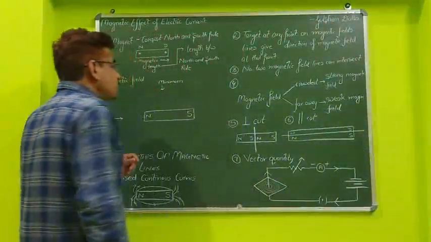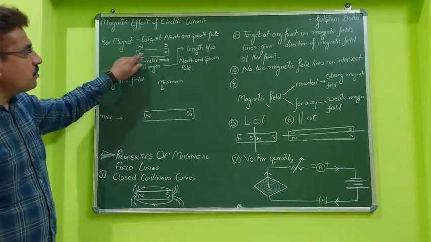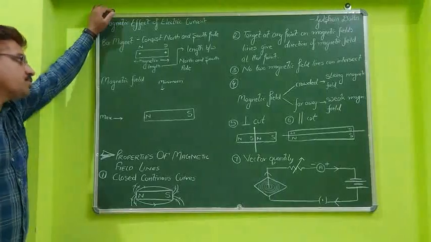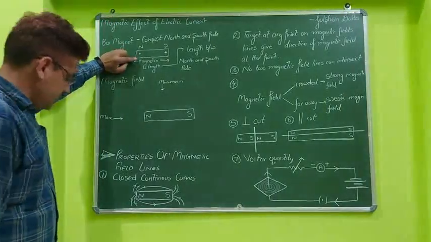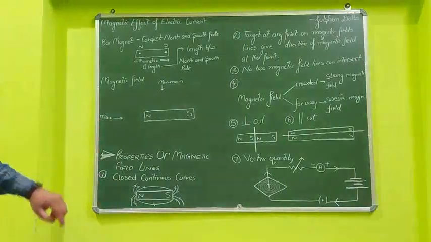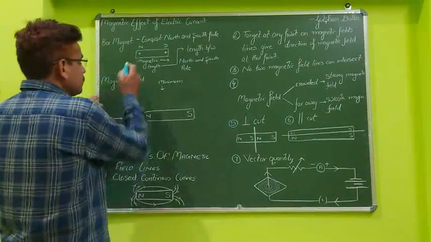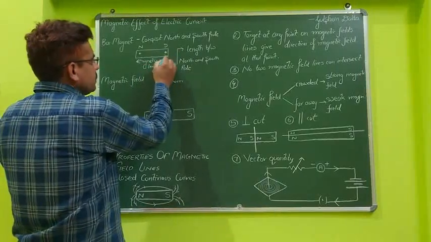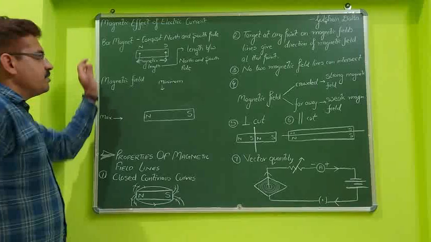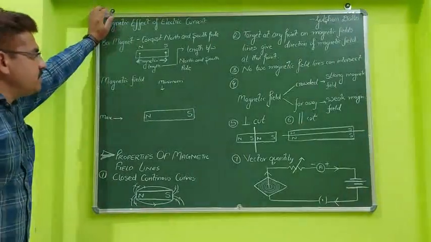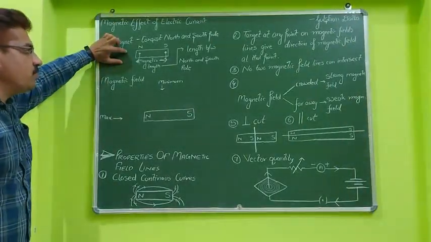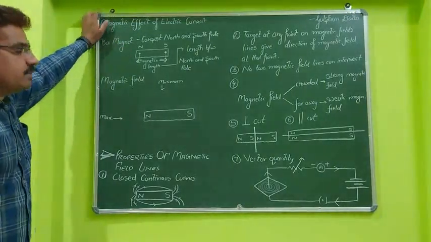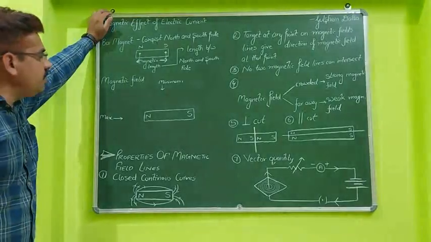If you see the bar magnet, there are two dots, one red and the other of another color. This is the length of the bar magnet, up to this dot, not the complete length but up to this dot. This length is known as the magnetic length. So the length between the north and the south pole is known as the magnetic length of the bar magnet.